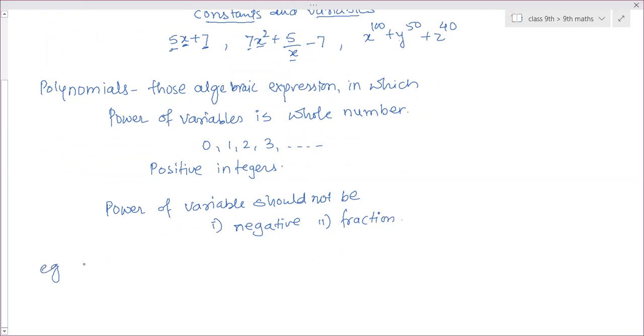For example, consider x square plus 2x plus 4. In this, the power of x is 2, the power of x is 1, and for the constant, it is actually x to the power 0. So all the powers are 0, 1, and 2. Therefore, it is a polynomial.